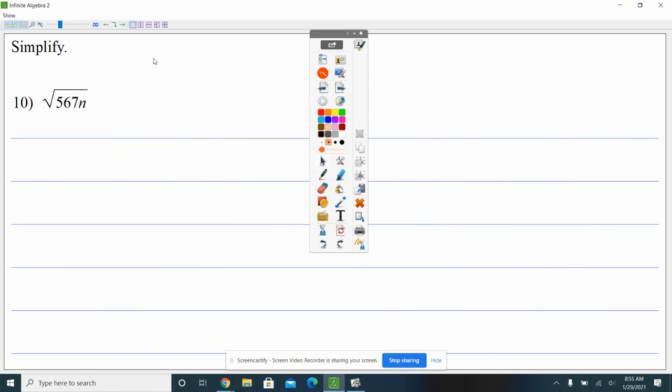So let's try another one. How about 567n? Can the n come out? No. And I would need to find the biggest perfect square that goes into 567, which is kind of tricky. I'm typing some things in here. 81 goes in there. 567 is 81 times 7. And then you still have the n. So the square root of 81 comes out with a 9, but the 7n has to stay underneath because I cannot take the n out because it does not have an even exponent.